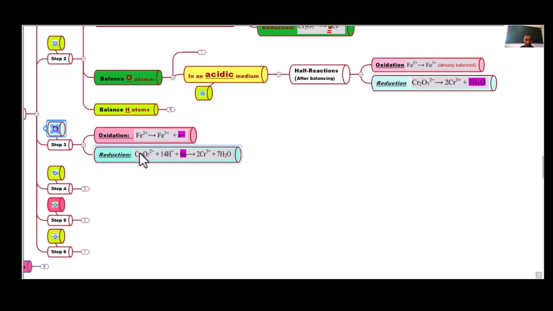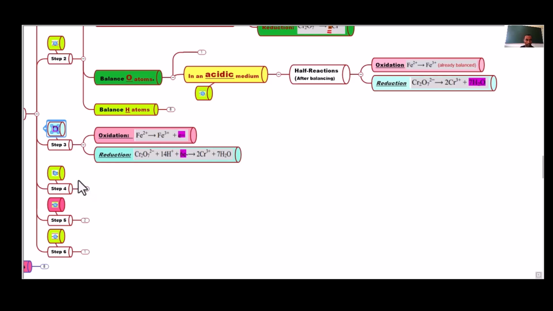Then for the reduction one, in the reactant side we have -2 and +14, totally +12. In the product side, we have +6, so a +12 charge is what we have. Then if you add 6 electrons in the reactant side, the +12 charge will be reduced by 6, and totally a +6 charge will be in the reactant side, matching the product side.